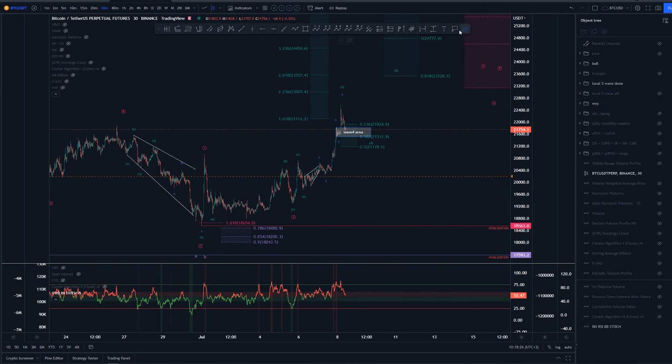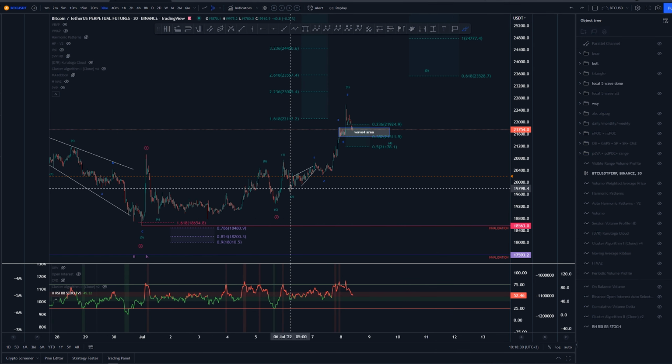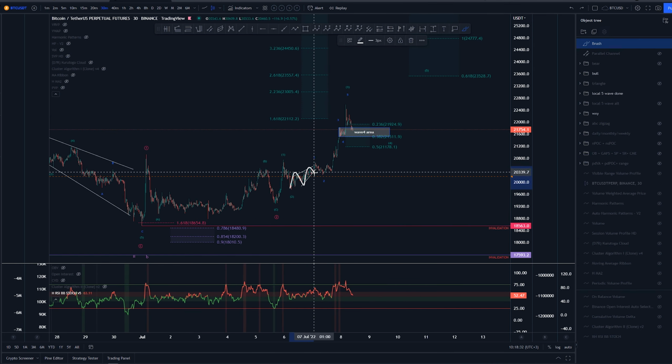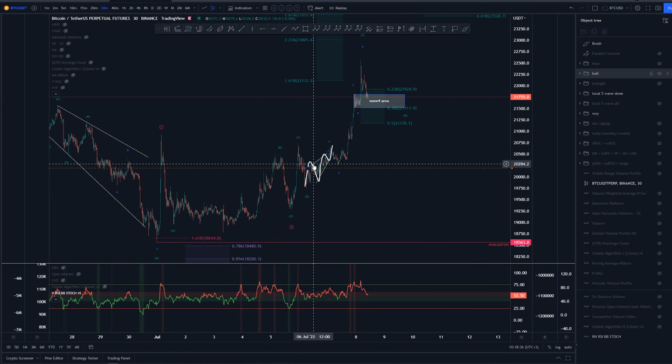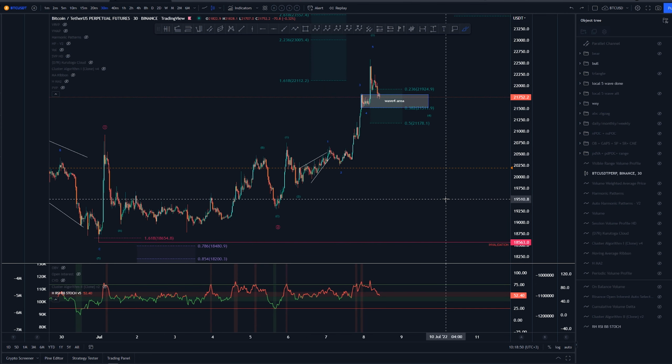Yesterday I was still expecting this to roll over, something like this. It did not happen. We had this very ugly, I guess, contracting leading diagonal. I was still looking for this as some kind of complex correction, getting higher, possibly doing something in this. But again, it turned out to be a diagonal instead.